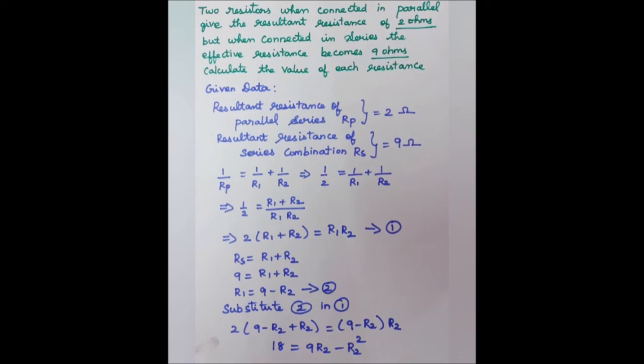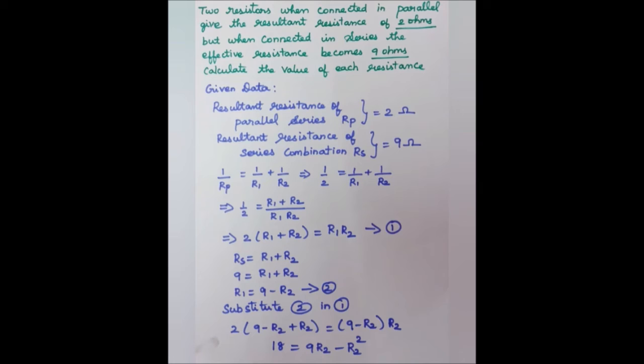Resultant resistance of parallel connection: 1 by Rp equals, here there are 2 resistors, so 1 by R1 plus 1 by R2 gives 2 ohms. That should be equal to 1 by 2. If you rearrange, you can get 1 by 2 equals R1 plus R2 by R1 into R2. By cross multiplication, again cross multiply: 2 into (R1 plus R2) equals R1 into R2. Let us consider this as equation 1.